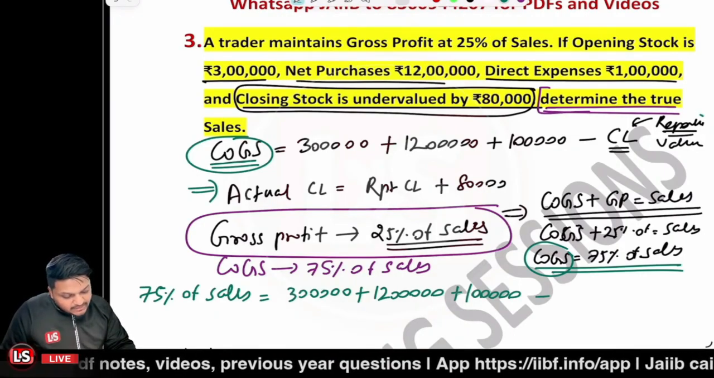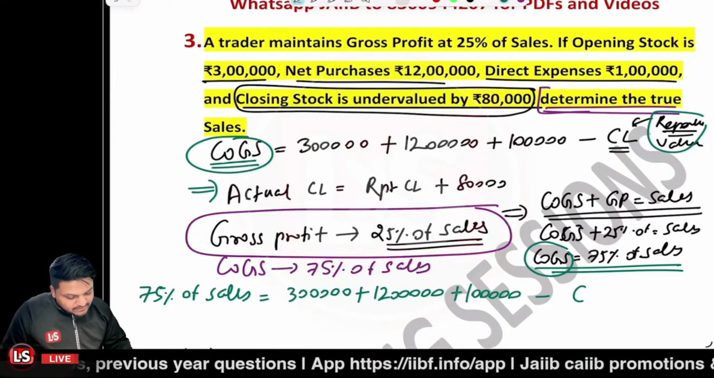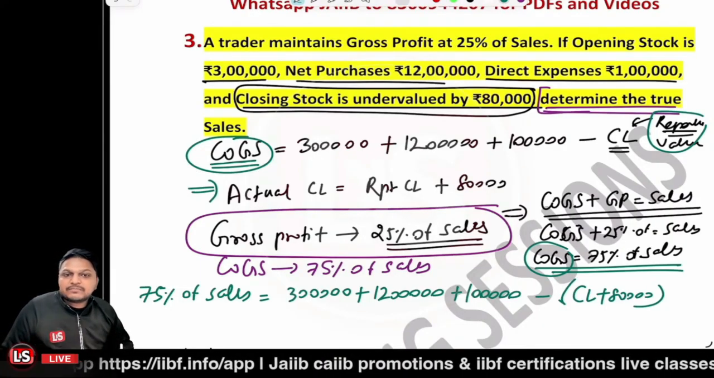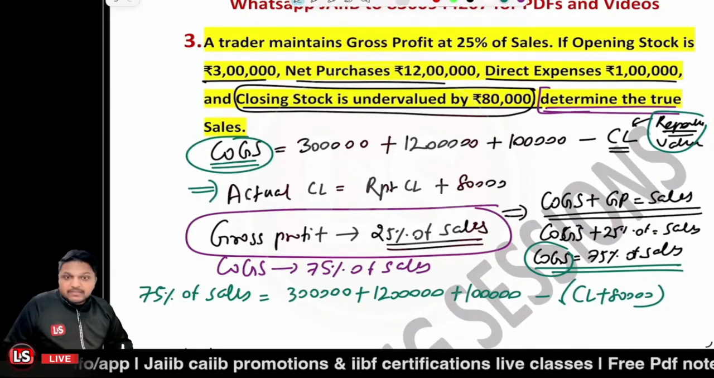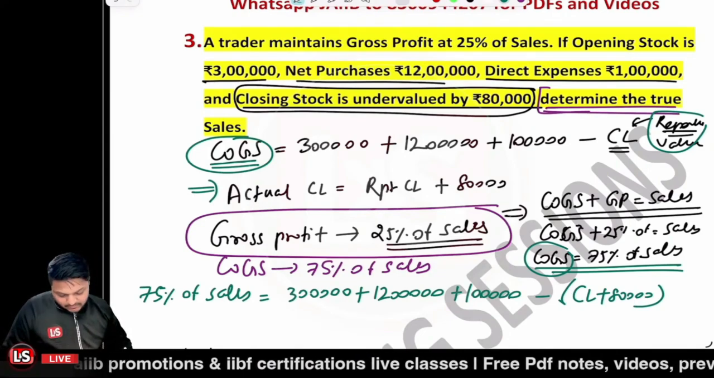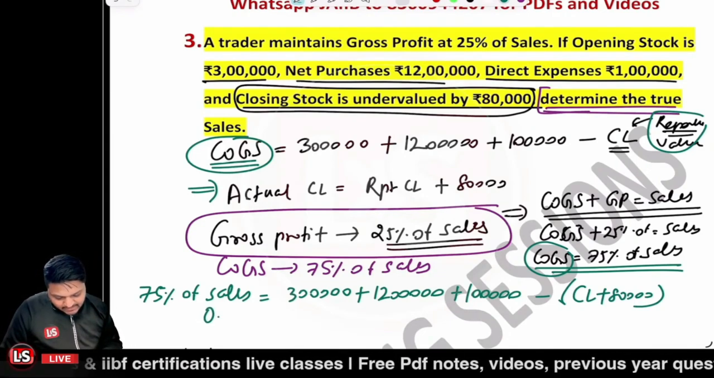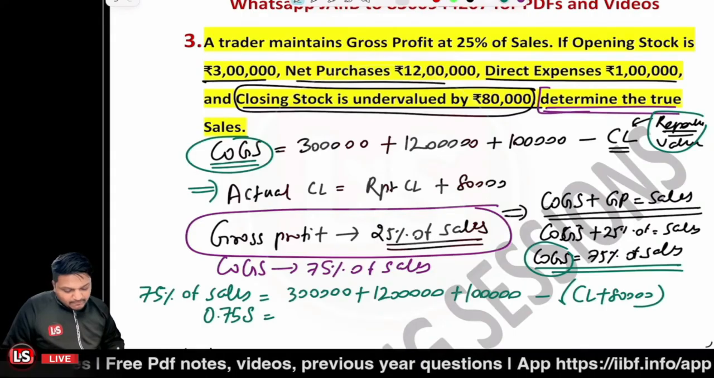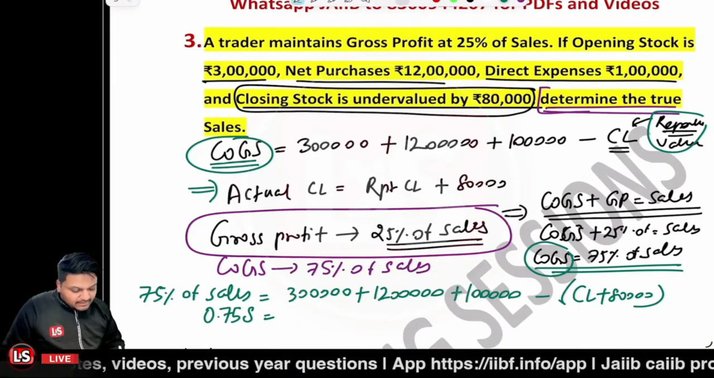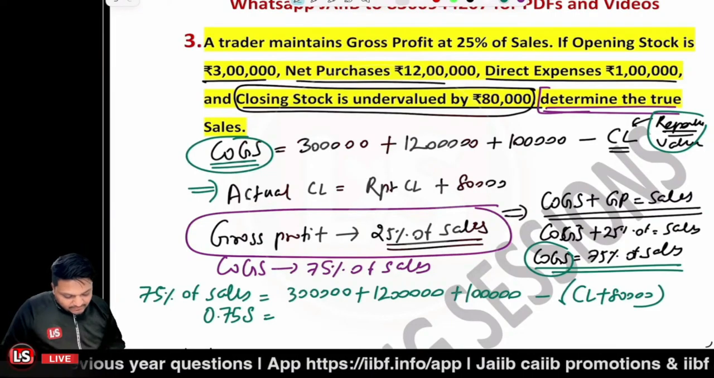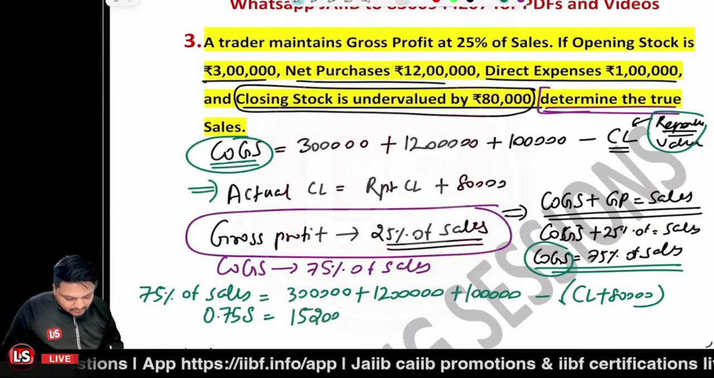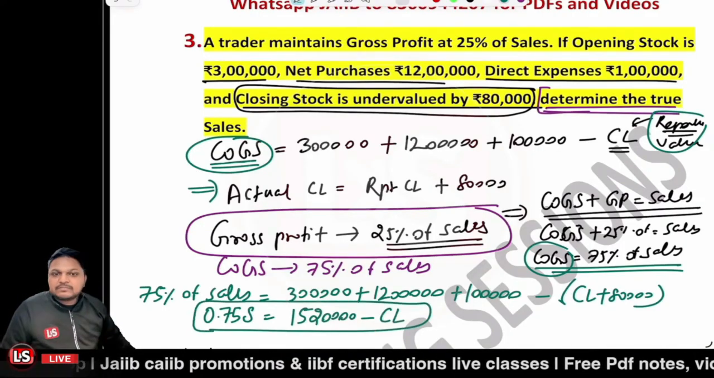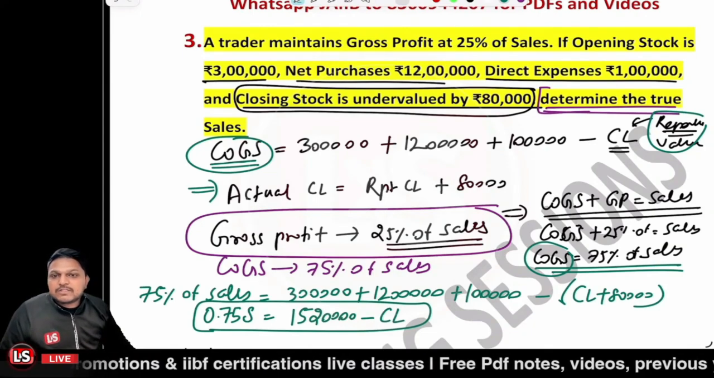But this is undervalued and we have to upvalue it. So it is CL plus 80,000, right? And when we solve this, we'll have two values. Let's say sales to be S. So 0.75 S is equal to 3 lakh plus 12 lakh, 15 lakh, plus 1 lakh, 16 lakh, and 16 lakh minus 80,000, that is 15 lakh 20,000, minus CL. This is going to be my first equation.